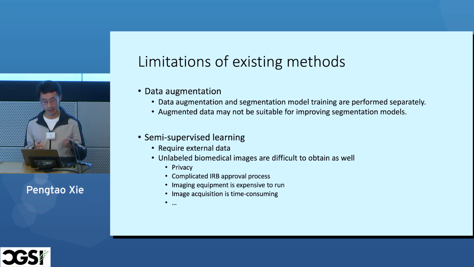For instance, if it is medical images, we need to go through the IRB process, which is very time-consuming and expensive. There are many privacy concerns. And for biology images, they are very expensive to acquire. We need to run the equipment to acquire some images, which is very expensive and also time-consuming. In certain cases, acquiring one image can take several weeks.